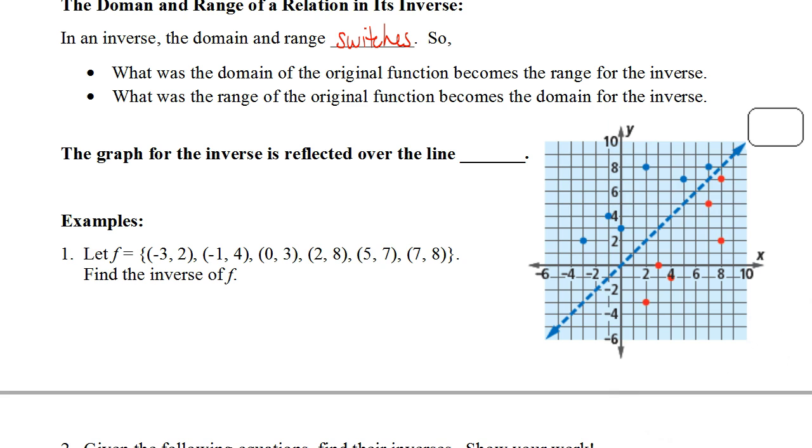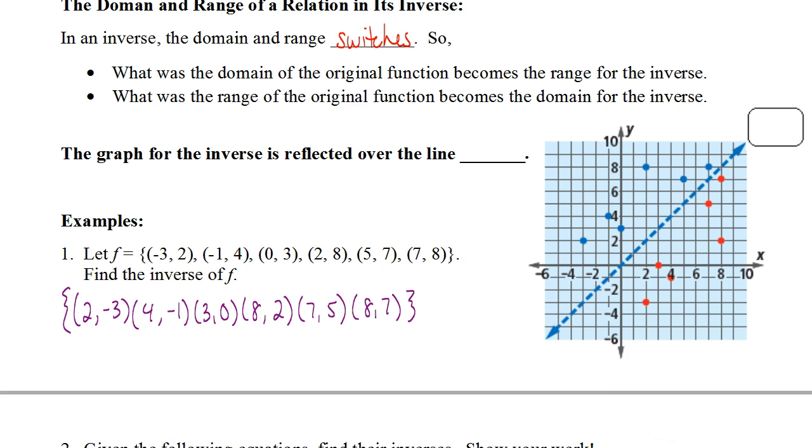Okay, so here we have this function that gives us these ordered pairs: (-3, 2), (-1, 4), (0, 3), (2, 8), (5, 7), and (7, 8). To find the inverse, it's going to be very simple. For the inverse of that function, we just switch the x's and y's around. When you do that, you want to make sure that you keep the negative with the number.